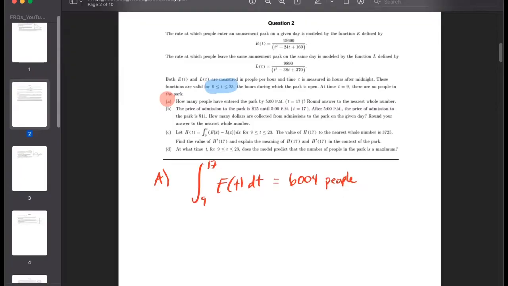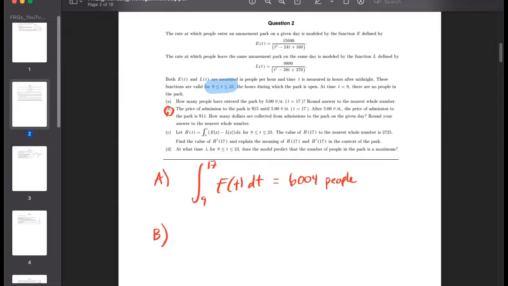Okay, easy question for part A. They're just wanting you to know how many people enter the park by 5 p.m. Again, this is the amount of people entering, so we have to take the integral of the rate at which people enter. I'm going to leave that there. I'm not going to erase it because let's talk about part B. Part B, if you like, go ahead and pause it.